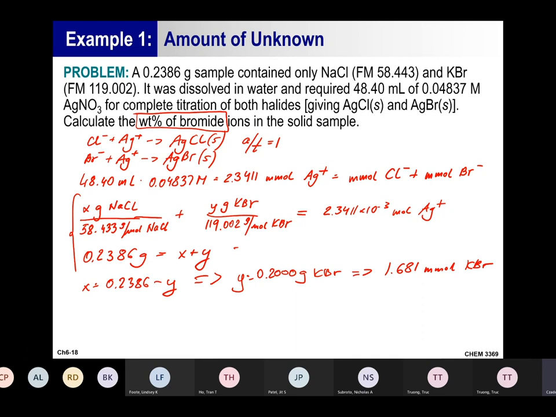Now, 1.681 millimoles of KBr, looking at the formula, tells me that I have 1.681 millimoles of Br minus, right? So now I have millimoles of Br minus. So again, using the atomic weight, I convert it into the grams of Br minus, and that would be 0.1343 grams of Br minus. Okay.